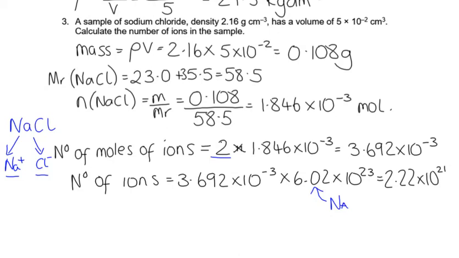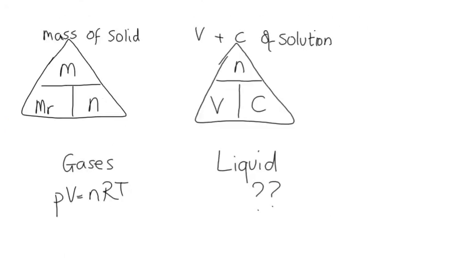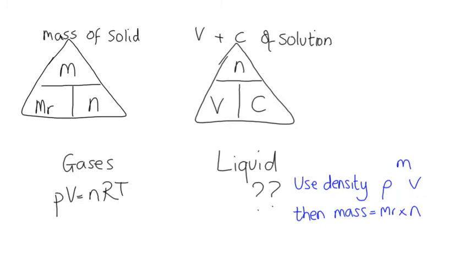So when we're working with densities and liquids, we're going to need to convert. So we've worked out that we need to use density, and we were saying our density triangle looks like this, and then we're going to use the mass is Mr times moles calculation to find the moles. So that's how you would calculate moles of a liquid. So we've got solids, solutions, gases and liquids.